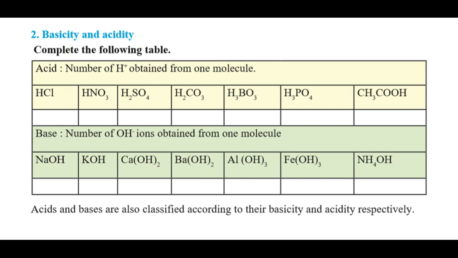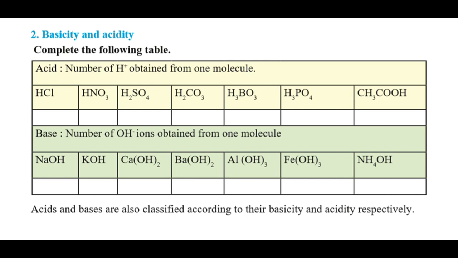CH3COOH. There will be more hydrogen ions. But acetic acid only produces one H plus. Bases: the number of hydroxyl ions obtained from one molecule of these bases. Now look at the chemical formulas at the bottom. Sodium hydroxide, potassium hydroxide, calcium hydroxide, and all these chemical formulas count hydroxyl ions.